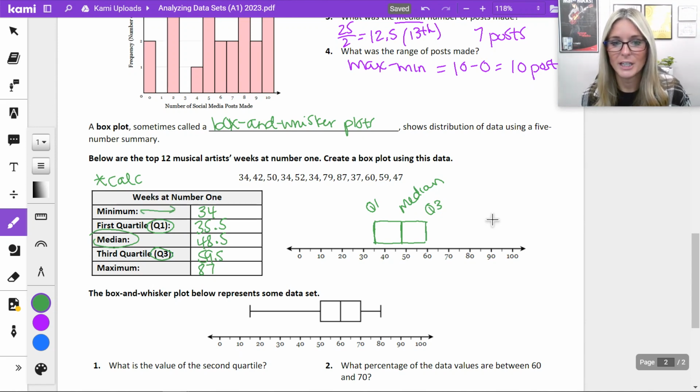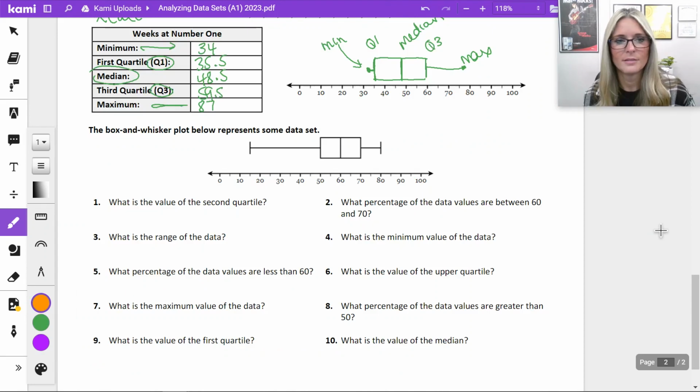This is very close. Pretend that looks better than it does. 34, very close. And then maximum is 87. So here's 85, 87, about here. And you would draw your lines out to those minimum and maximum points. Let me label that. This is our minimum. This one's our maximum. So let's use the data that's represented in the box plot below to answer some questions.